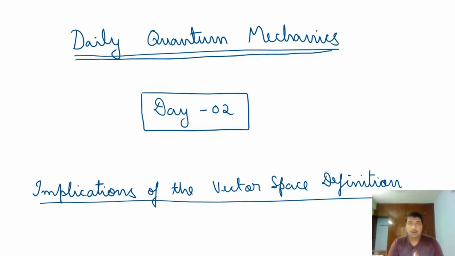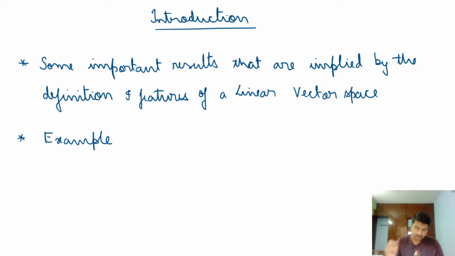This is day 2 of daily quantum mechanics, and in this video we are going to see what are the implications of the definition that we have seen of linear vector spaces. What do the definition and the features that we have seen in day 1 imply? They imply some important results, and that is what we are going to see in this video.